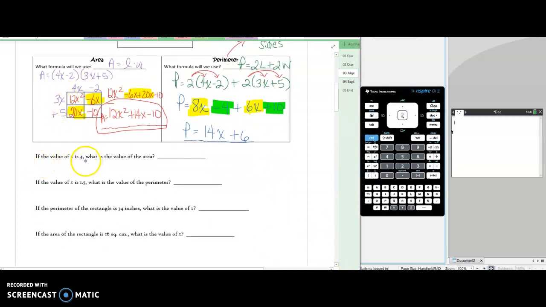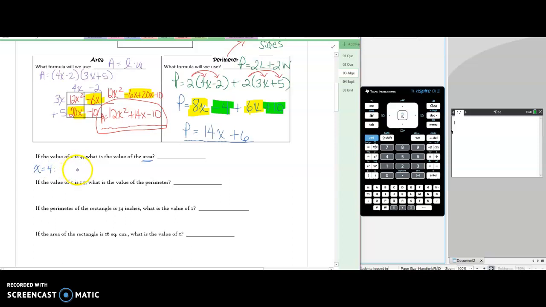If the value of x is 4, what is the value of the area? So I have to figure out which one of these I'm going to use. Am I going to use area or perimeter? Well, it's asking for area, so obviously I'm going to use the area formula. So area, if x is equal to 4, what is the value of the area?